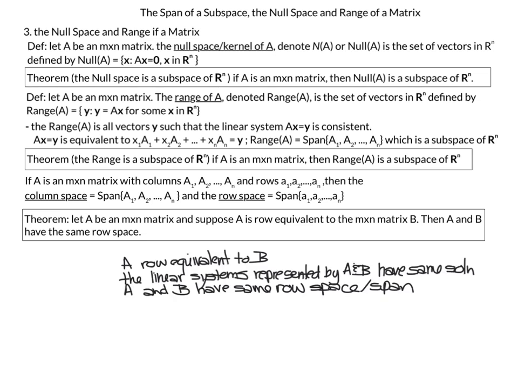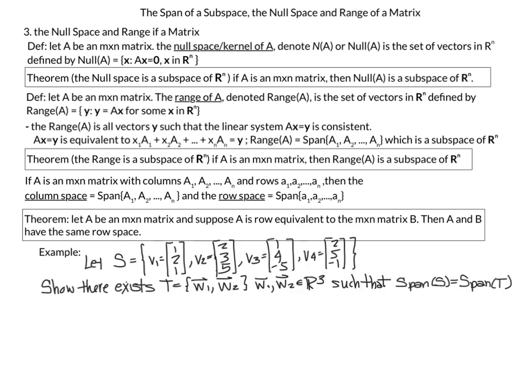So just looking at that, maybe that's not so surprising because A is row equivalent to B, meaning the linear systems represented by matrix A and B have the same solution. And then this theorem tells us A and B have the same row space, which again is sort of like saying they have the same span.